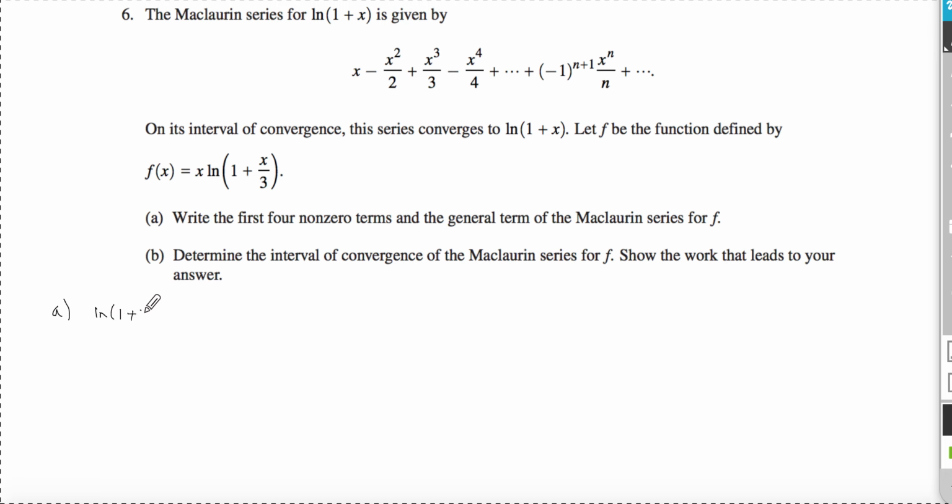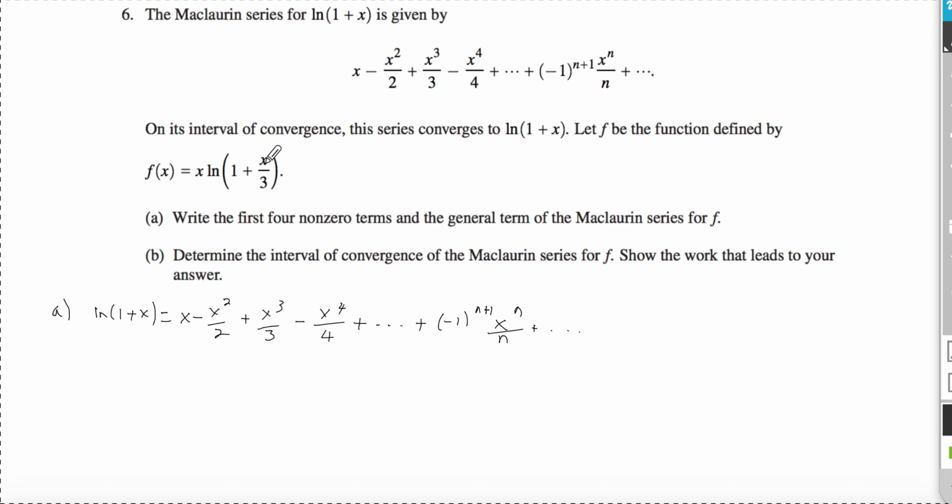The natural log of 1 plus x is going to be equal to the series they give us here: x minus x squared over 2 plus x cubed over 3 minus x to the 4th over 4 plus so on and so forth, plus negative 1 to the n plus 1 times x to the n over n, plus and so on and so forth to infinity. We need to make the series down here look like this one. So we have some things to do. Let's do it step by step like we've done before.